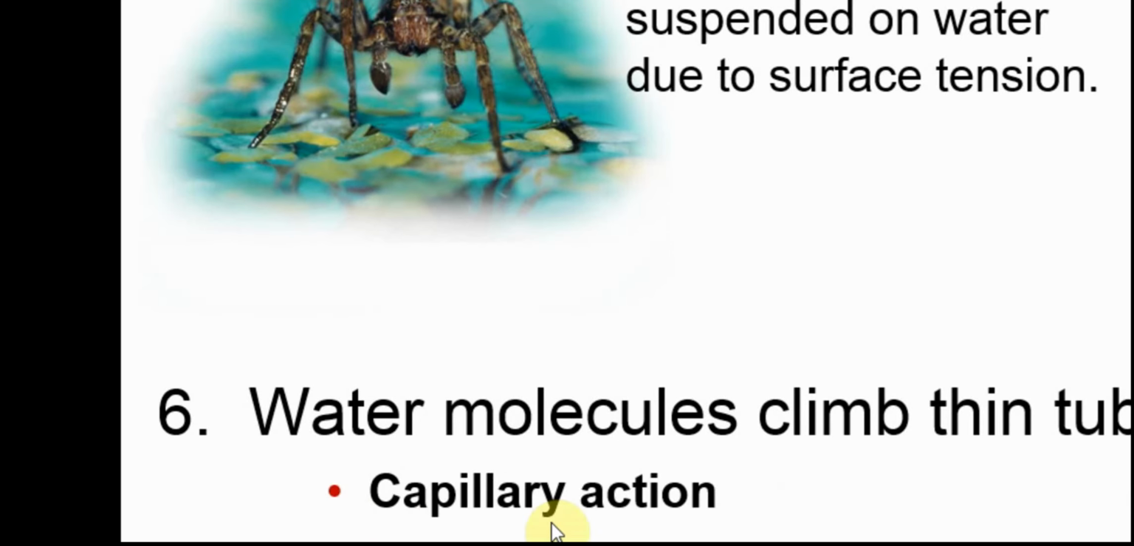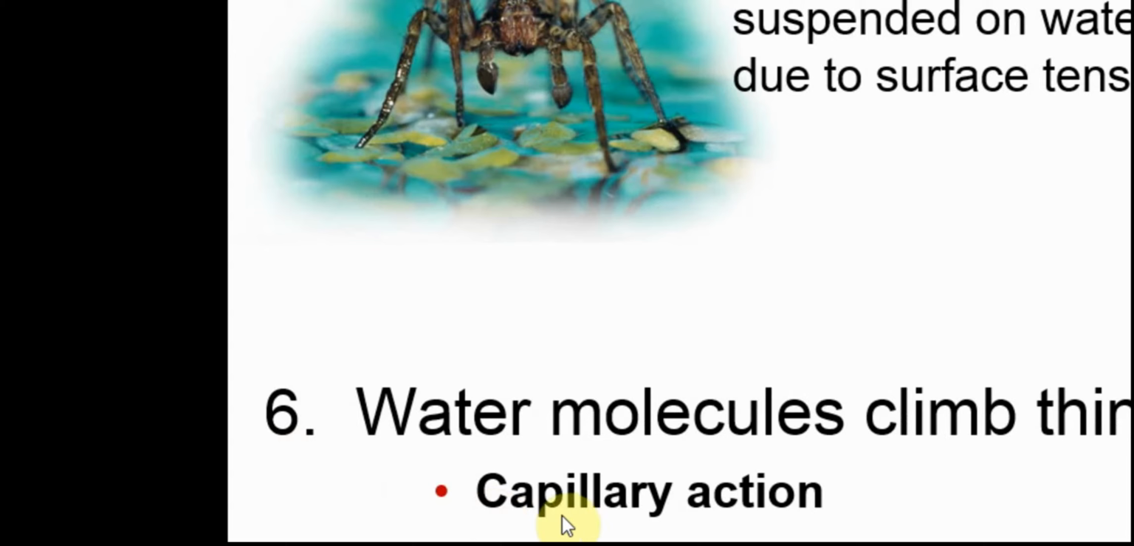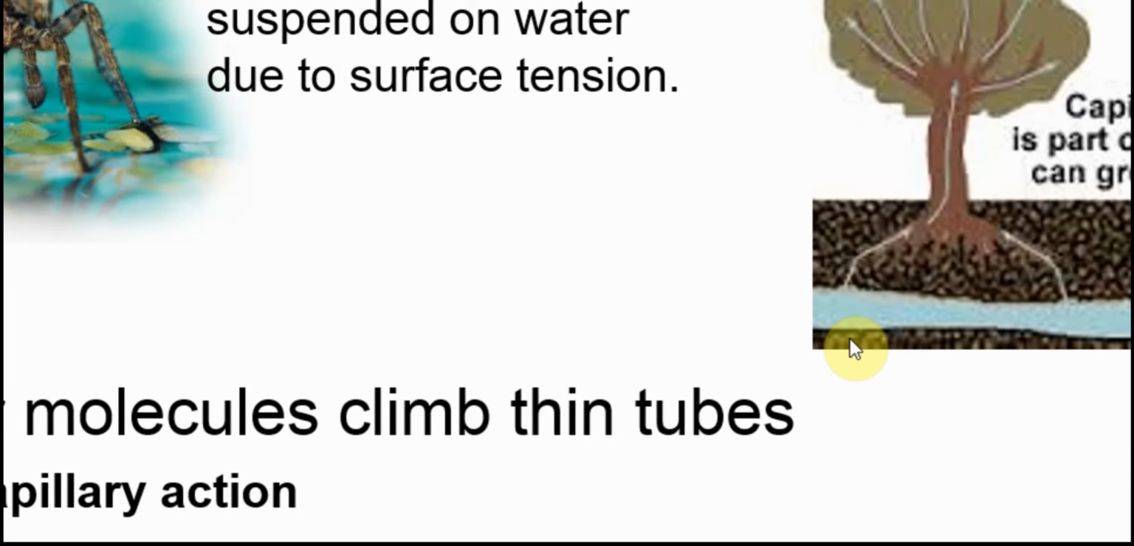Water also has the ability to climb thin tubes. We say that ability to climb thin tubes is referred to as capillary action. This is especially important to trees, because trees are basically a system of very long, thin tubes. So trees do not actually have to pump water from their roots all the way to the tip of their leaves on the very most extreme parts of them.